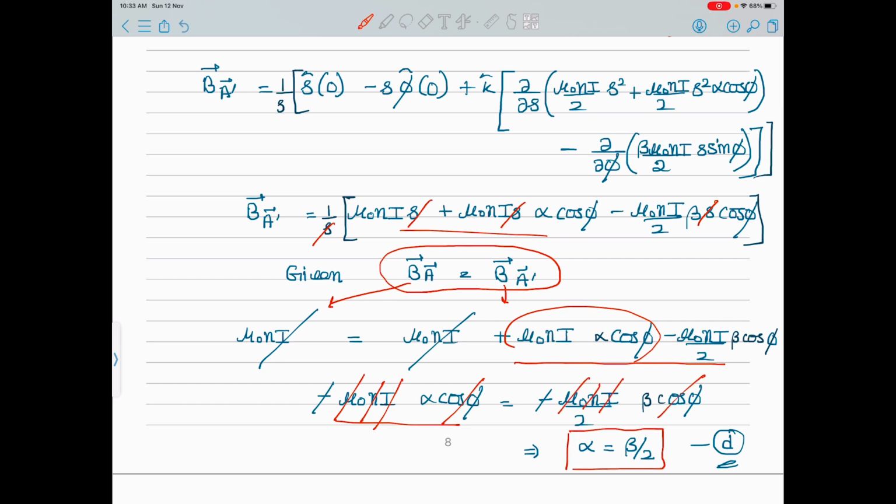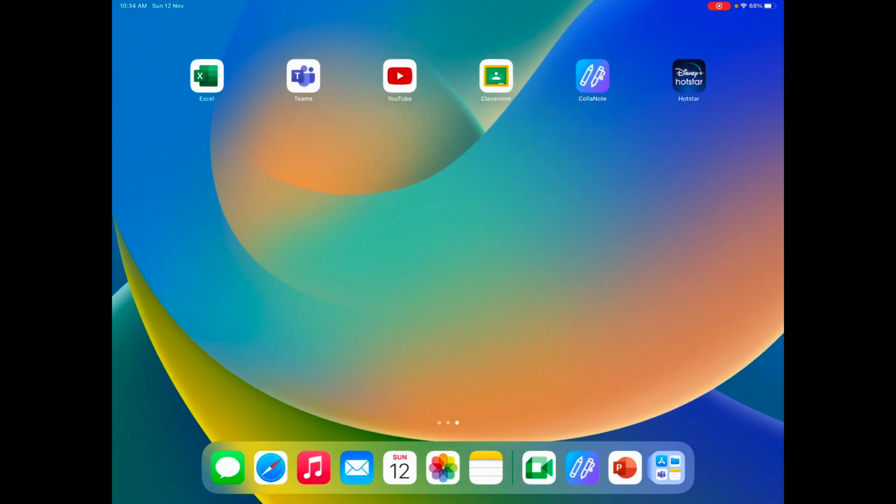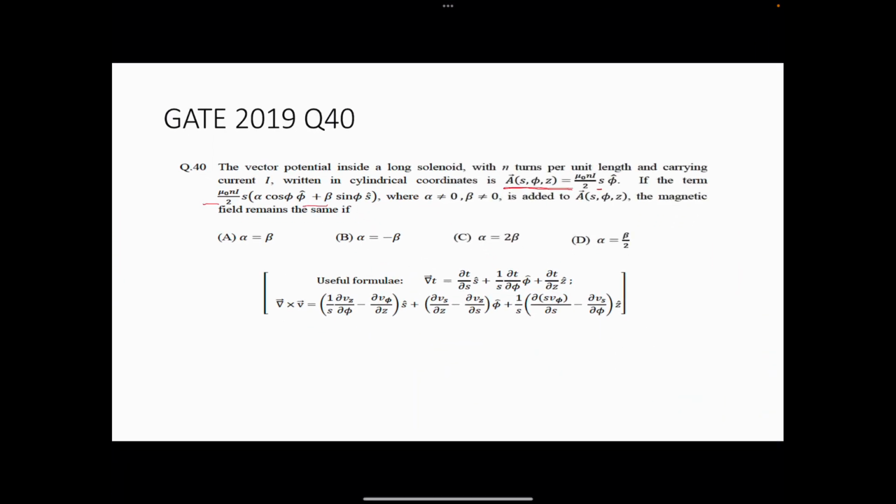And this should be the relationship between alpha and beta in order to satisfy the condition that the magnetic field due to the vector potential A should be equal to the magnetic field due to the new vector potential A dash when an extra term is added. So D must be the correct option for this particular question. If you come back to the question again, you can see that alpha equal to beta by 2 is the correct option given in this particular question. So D here is the right answer. Thank you.